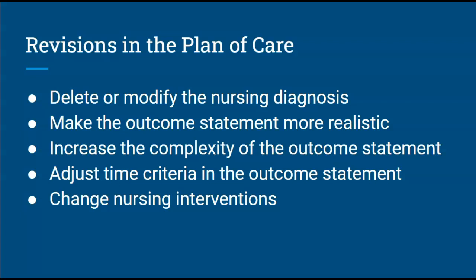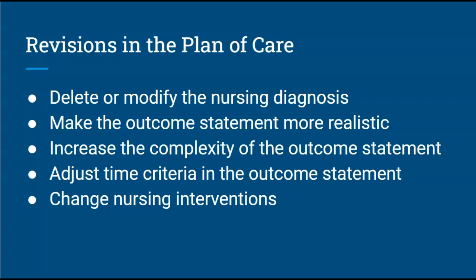So you need to be able to understand those 5 classic elements so that you can make a judgment and be able to revise your plan of care. One of the ways you can revise it is to delete or modify the nursing diagnosis, make the outcome statement more realistic, increase the complexity of the outcome statement, adjust time criteria in the outcome statement, and change nursing interventions.